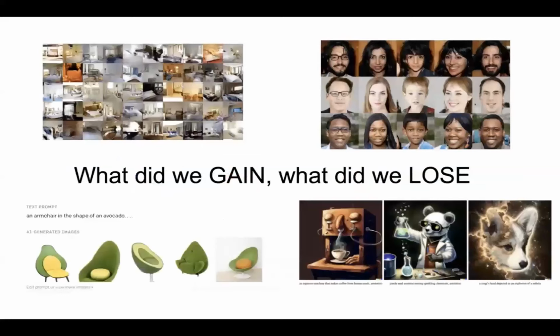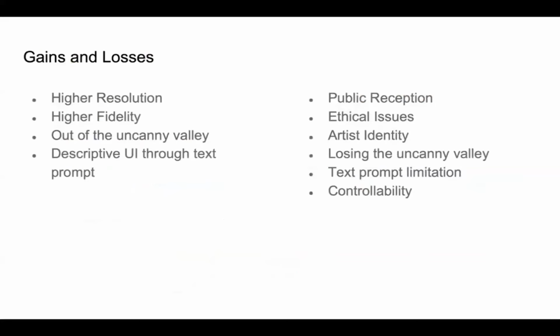So great progress, obviously, from generating 64 by 64 images that are really crappy to generating photorealistic or illustrative images that are high quality, high resolution with high fidelity. So great gains definitely here. But what we lost in the process and where we are. So I'm going to discuss gains and losses.